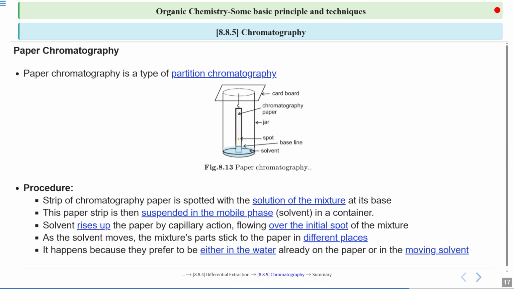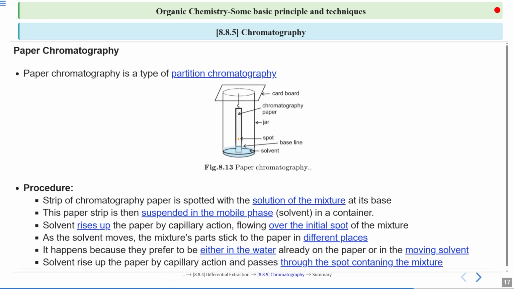It is happening because the components prefer to be either in the water already on the paper or in the moving solvent. This preference is based on their chemical properties such as polarity. So if your compound is more polar, it will stick to the chromatography paper as it is containing water along with it, and if it is less polar, it will move along with the non-polar solvent. Now as the solvent continues to rise, it passes through the spot containing the mixture.